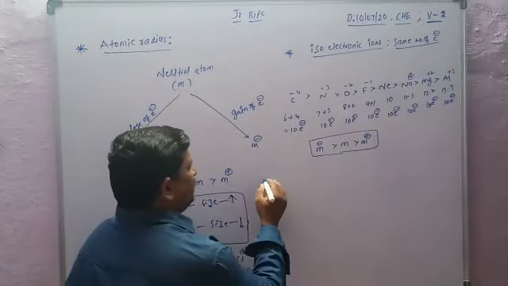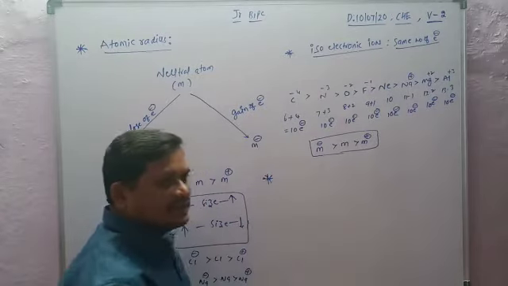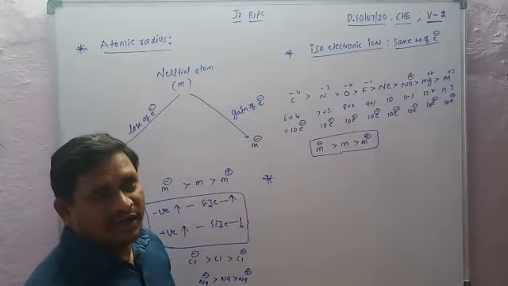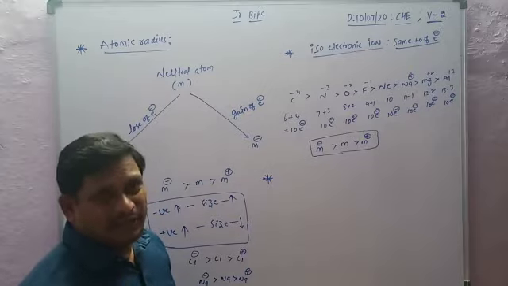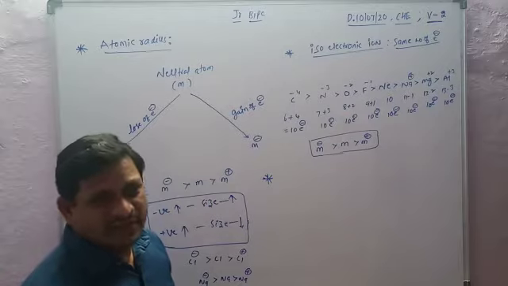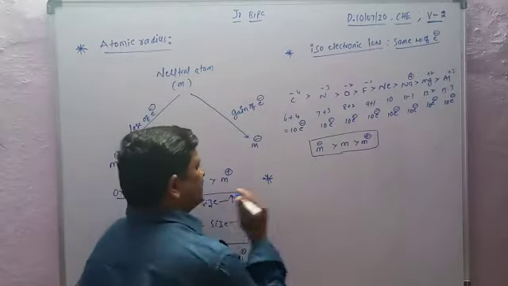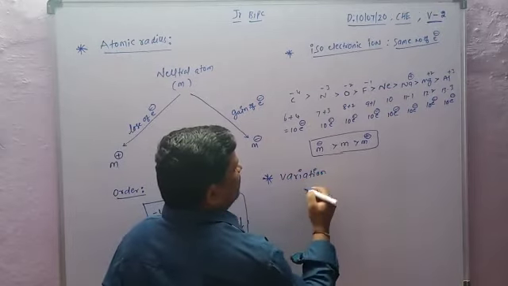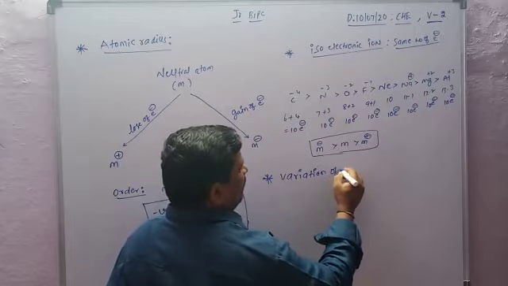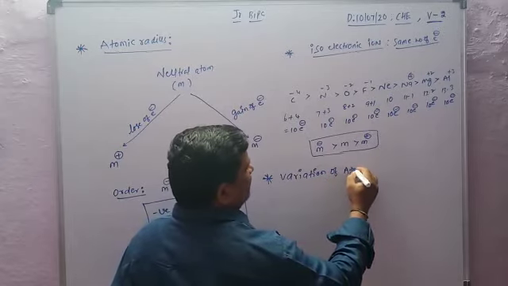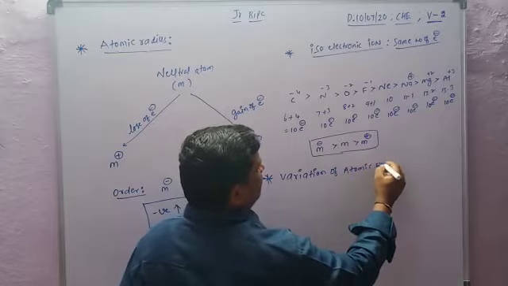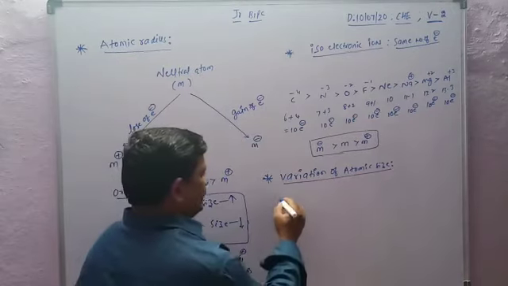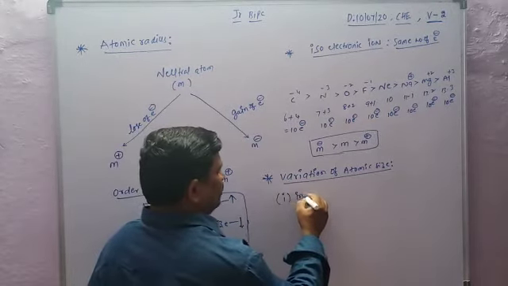After completion of this, the next topic is the variation of atomic radius: variation of atomic radius in groups and periods, as well as in transition elements and inner transition elements. So what is the variation of atomic size? First, in groups.